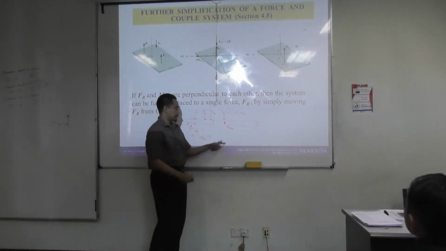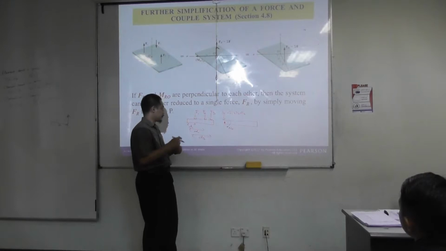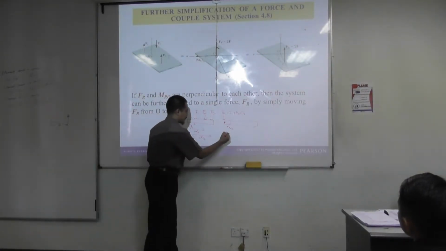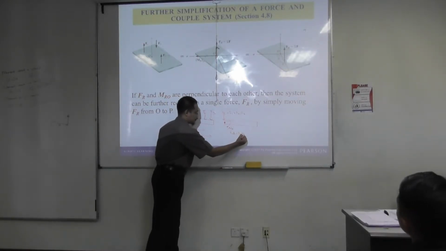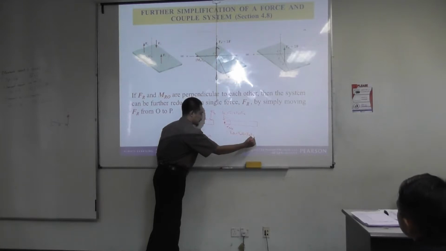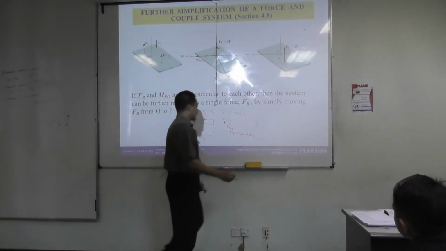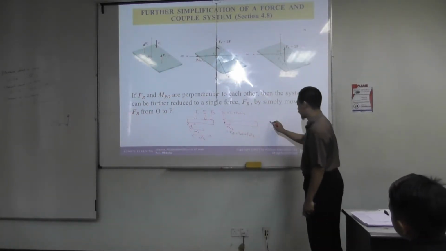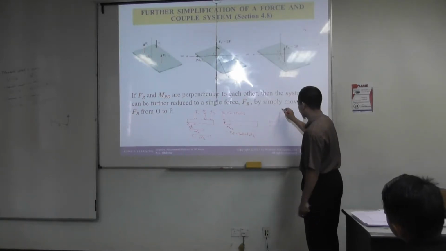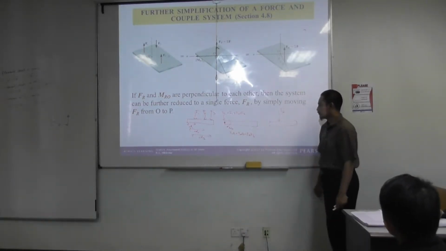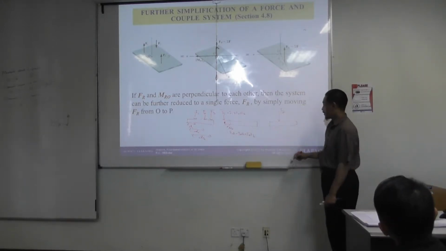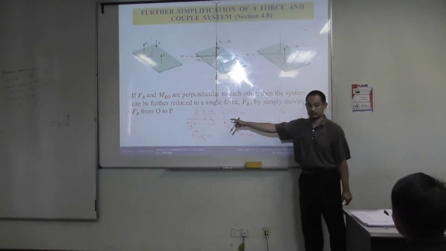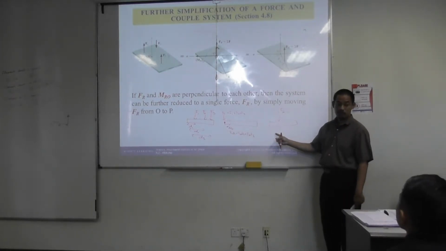What about this one? So it's summation of all moments, so everything is clockwise, so it becomes F1 D1 plus F2 D2 plus F3 D3, right? Now for the simplification, meaning, okay, I don't want one force and one moment, I just want one force. So the issue is, where is the location? FR should be the same. How do you get the location?